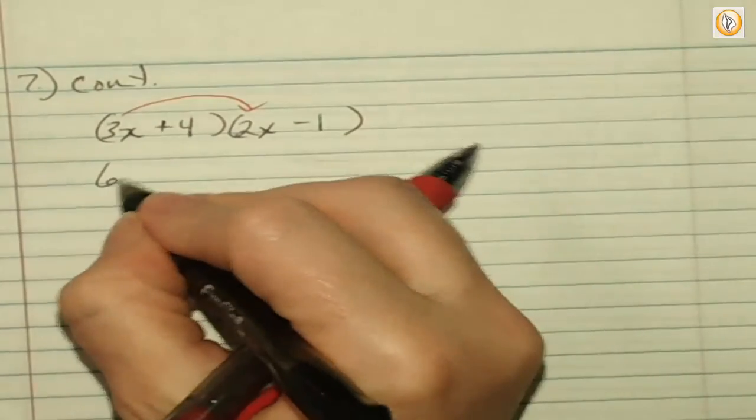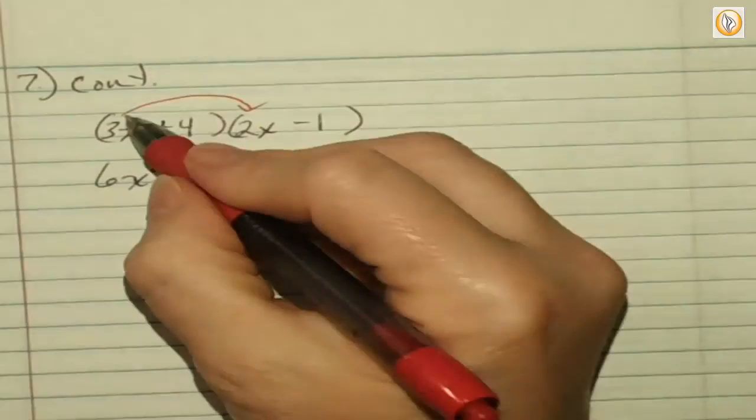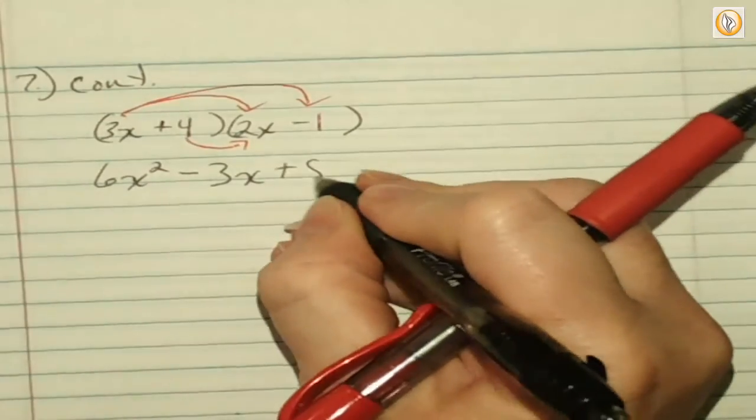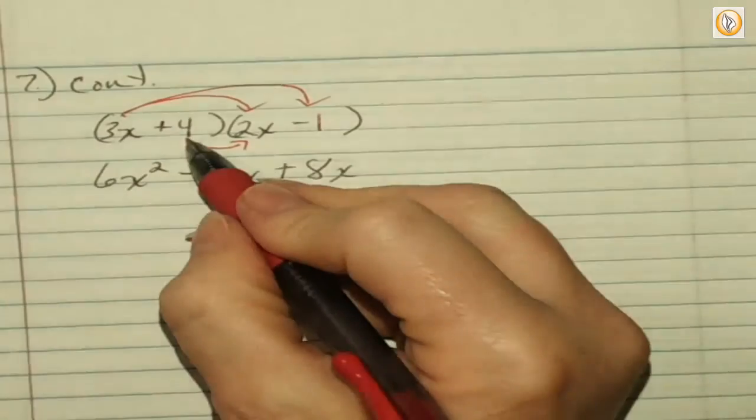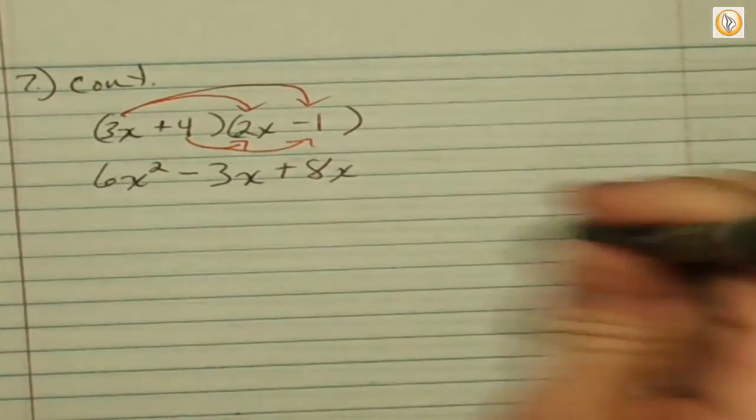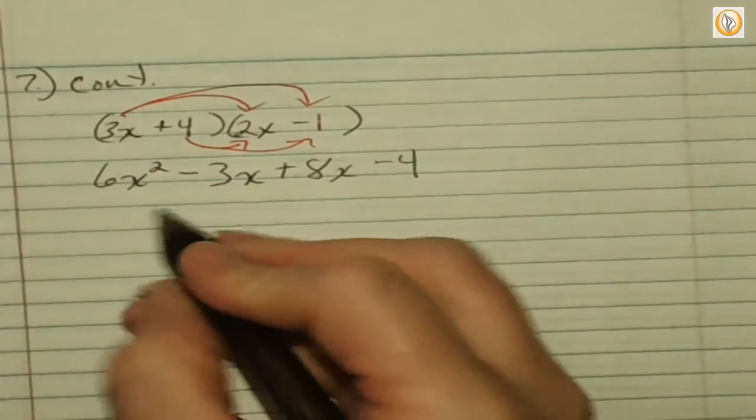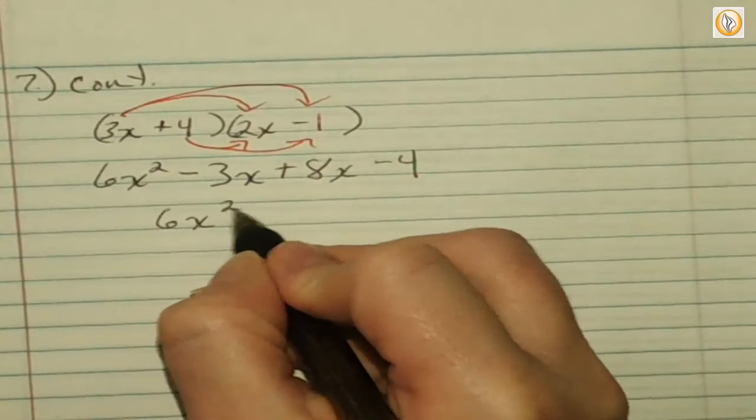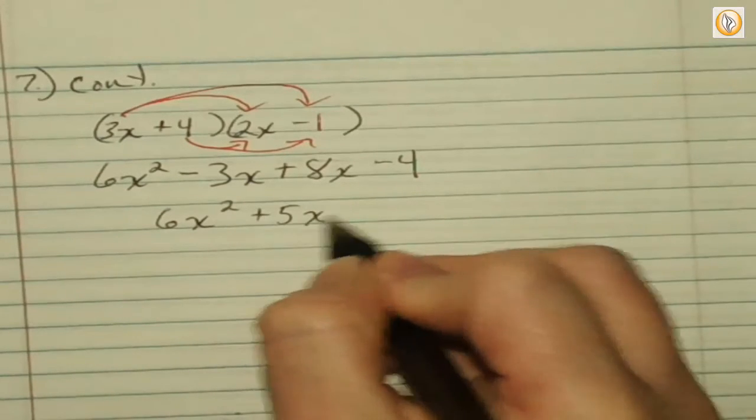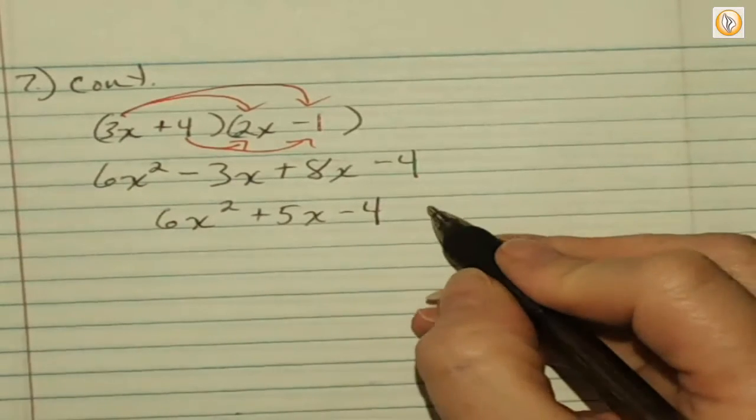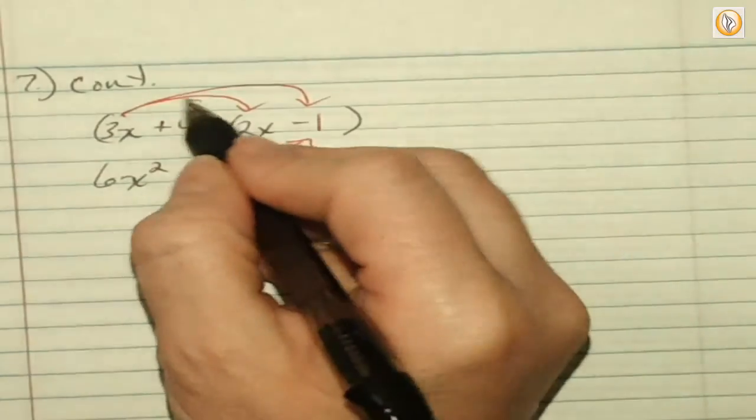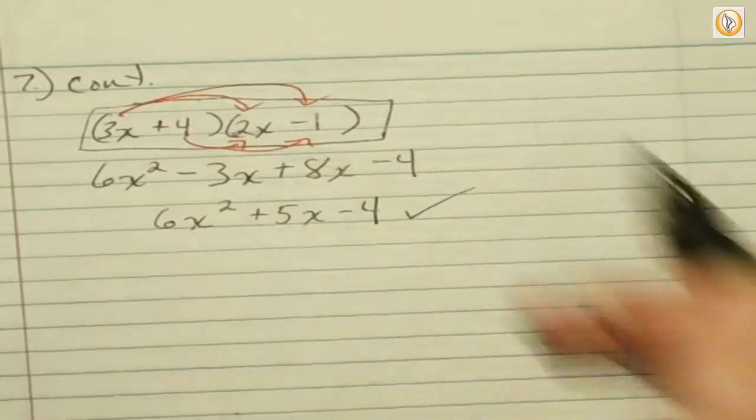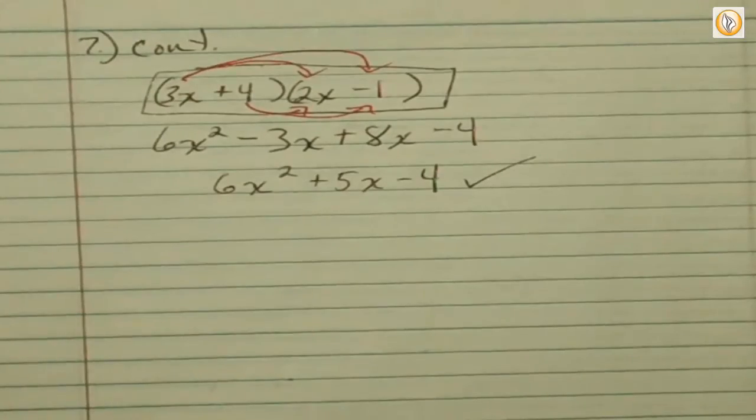That would get us 6x squared minus 3x plus 8x minus 4. Combine like terms, and I have 6x squared plus 5x minus 4. And that checks. So here is your answer. That was so relieving, just to get that one.